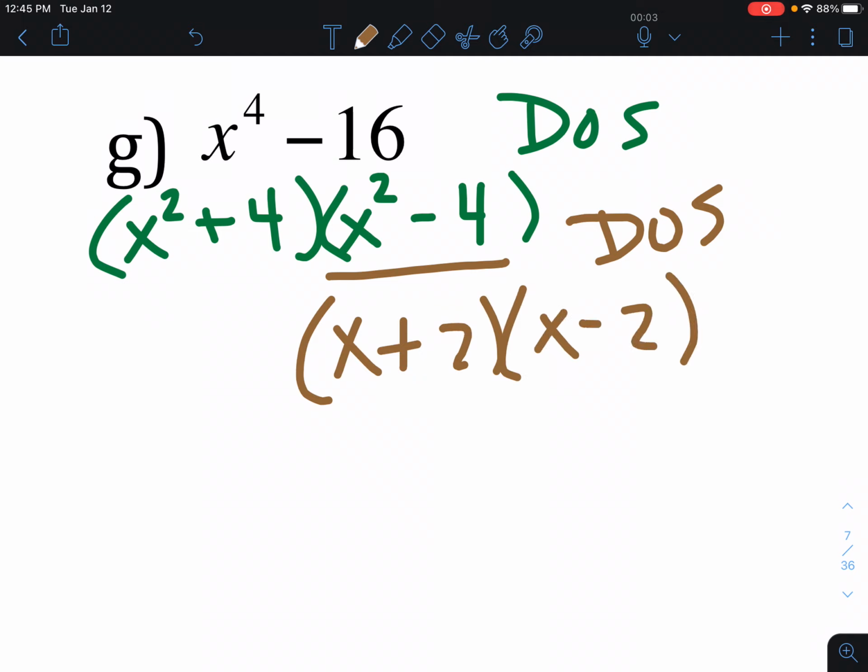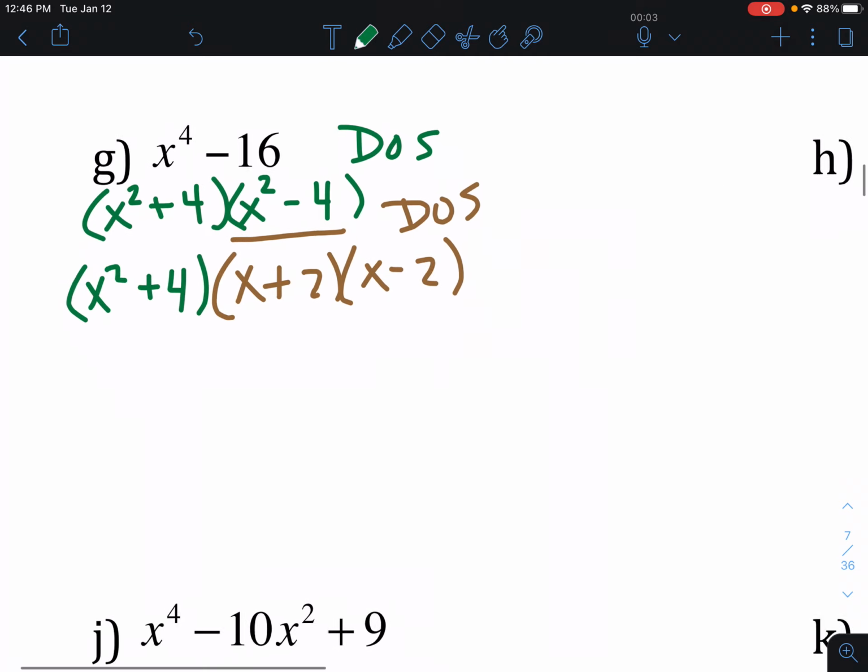Guys, if you don't remember stuff like difference of squares or trinomial signs or anything that I'm going over today, if you're lost, please make sure to pause this video, go into YouTube, and type in whatever you need a refresher on. Okay, this problem's done here.